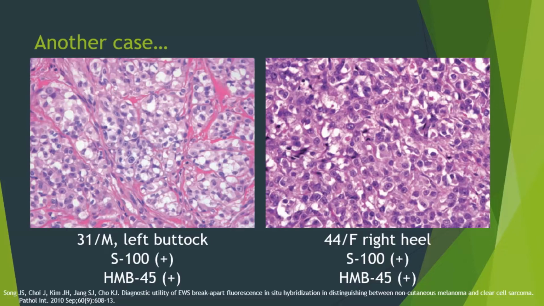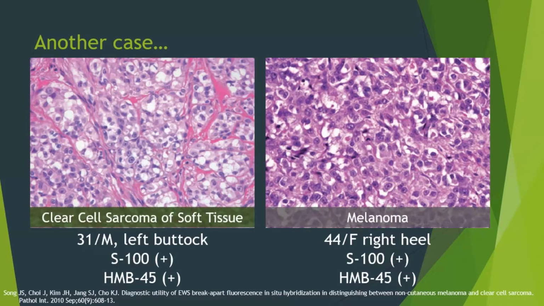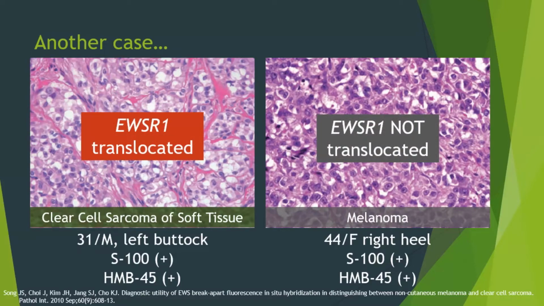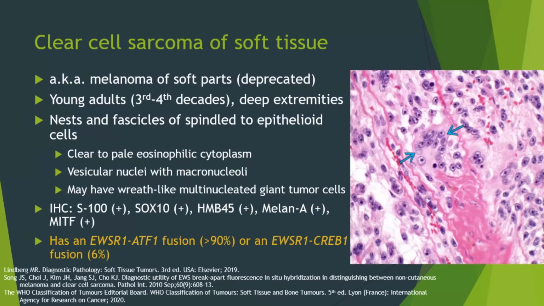Is it melanoma? Well, the clue is actually in the citation below where the case was extracted from, because the case on the left is a clear cell sarcoma of soft tissue and the case on the right is a melanoma. What's the difference? EWSR1 is translocated in clear cell sarcoma of soft tissue while it is not translocated in a melanoma. Clear cell sarcoma of soft tissue, previously known as melanoma of soft parts, usually occurs in young adults and is located in the deep soft tissue of the extremities.